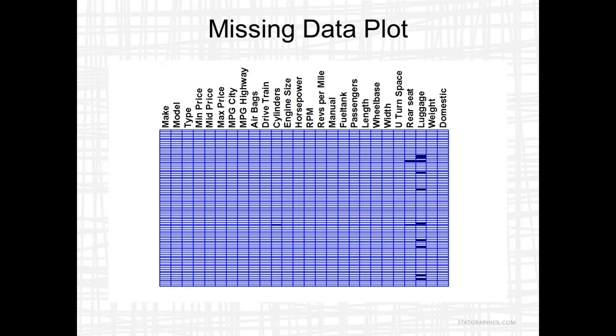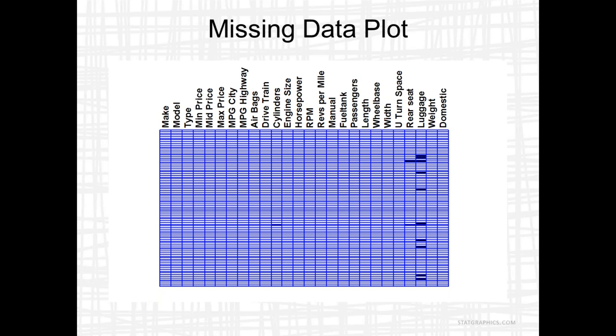Now, what the missing data value plot looks like is this. It's basically a grid where I have rows for each observation in the spreadsheet and columns for each column. And what we have done is we have filled in, darkened any cell where there is missing data. Now, this obviously doesn't work very well on very large data sets, but it works pretty nicely on a data set like 93 cars. You can quickly see, for example, that there's one missing value in the cylinders column. There are two missing values in the rear seat column and a handful of missing values in the luggage column.